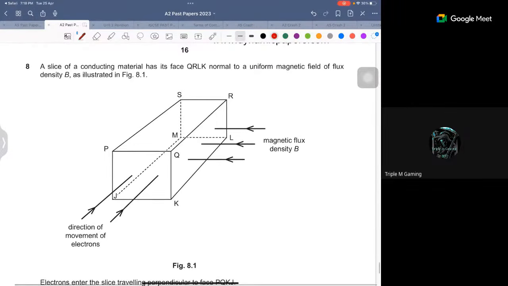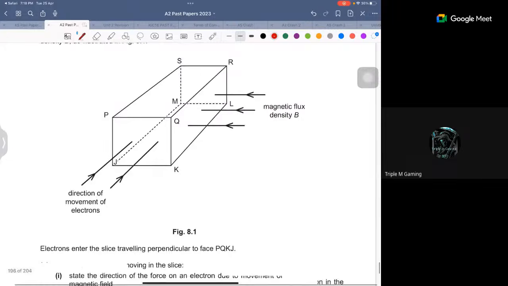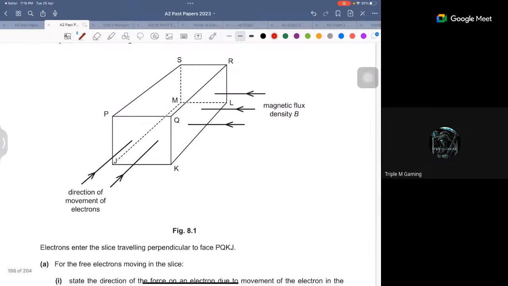Anyway, going to 8. So there's a magnetic flux density, there's a direction of movement of electrons. It says electrons enter into the field. State the direction of force on electrons due to movement of electrons in the magnetic field. Now, your index finger must be right here. So this is your index finger. Your middle finger of your left hand should be right here. And then, can you guys tell where your thumb is?